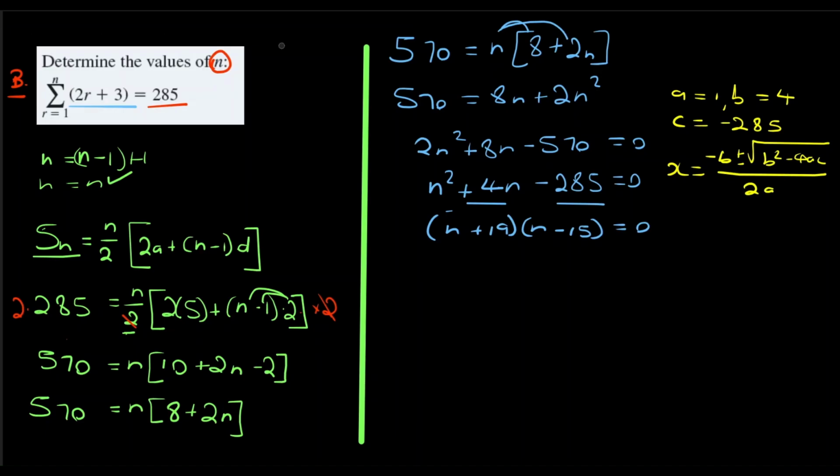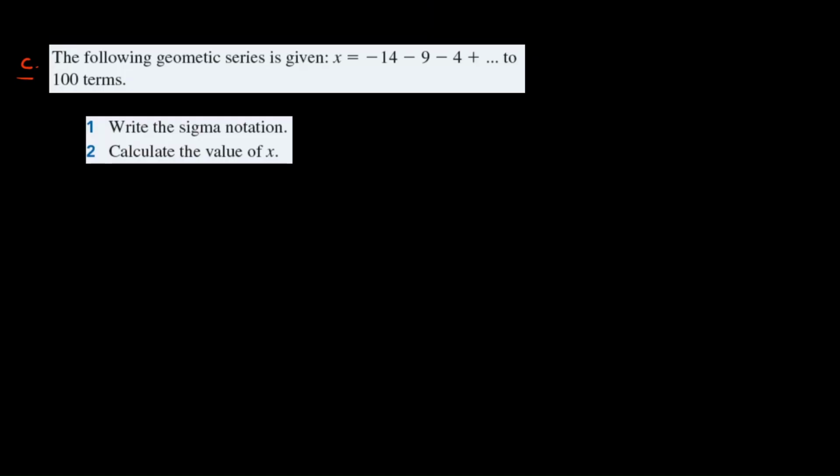And in your solutions, you should find that n will be equal to negative 19, or n is equal to 15. But we know that n cannot be a negative number, so our solution is n equals 15. And we would have answered the question. So let's move on to question C.